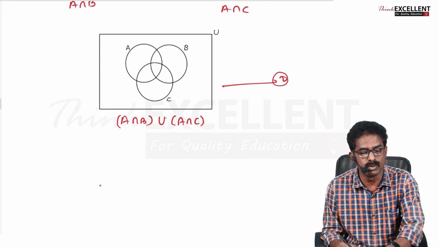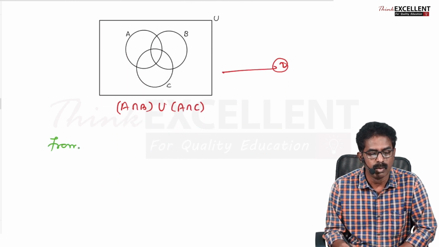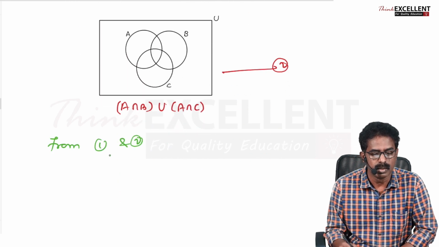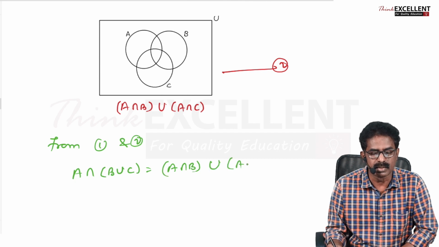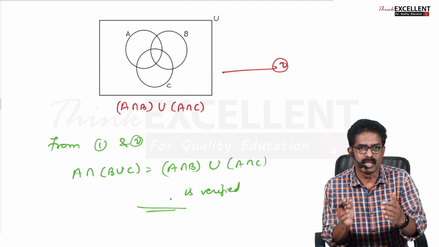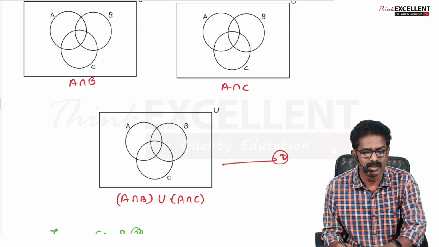So finally, the conclusion, what do you say? From 1 and 2, A intersection B union C equal to A intersection B union A intersection C is verified. So 1 and 2, that LHS and RHS must be the same, right?